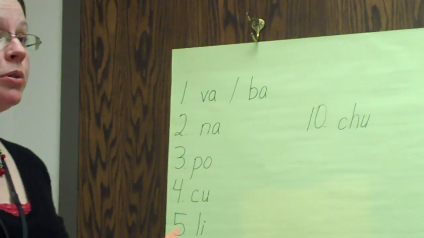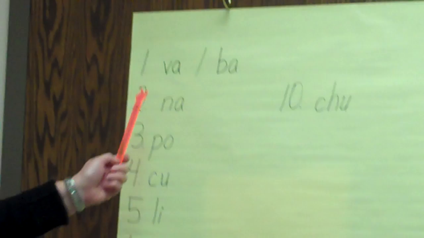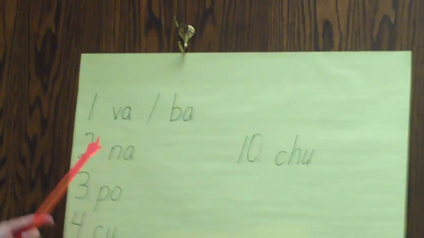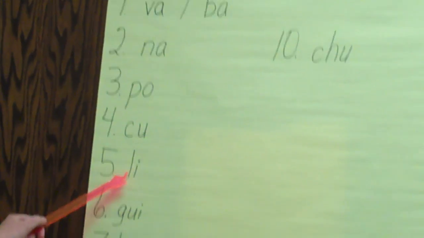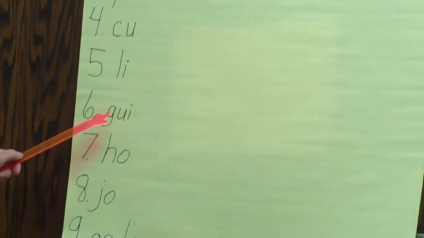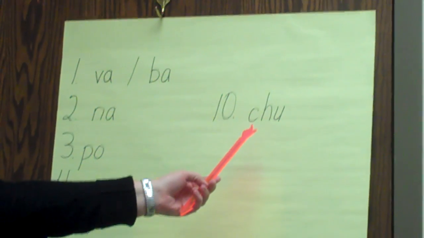Over the answers to your syllable quiz, which you see are right here. So your first one was va, which could be this way or this way. Na, po, ku, li, gi. Did you remember to put the U in there? If you didn't, it would be he. So we have gi, o, ho, he, spelled both ways, he, and chu.